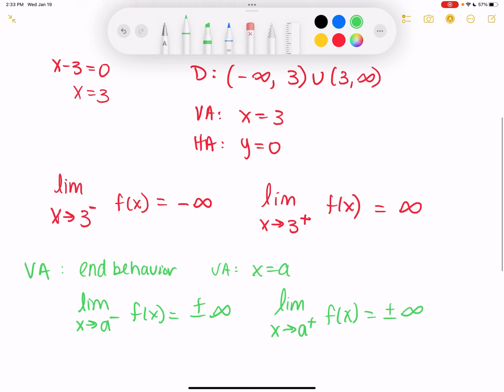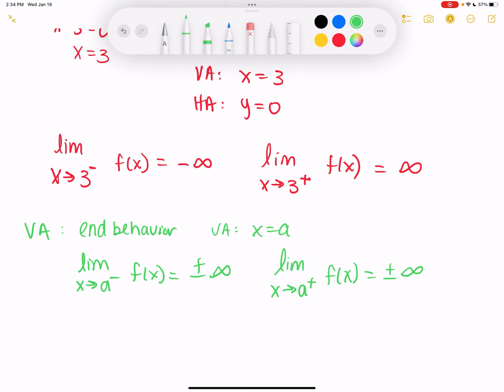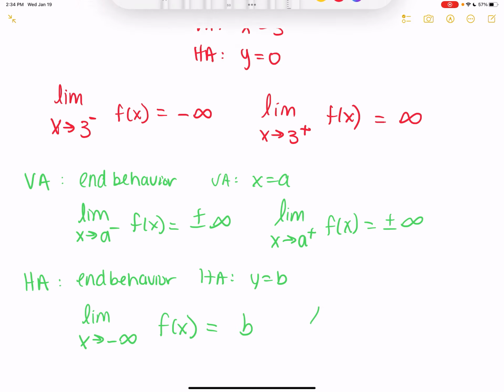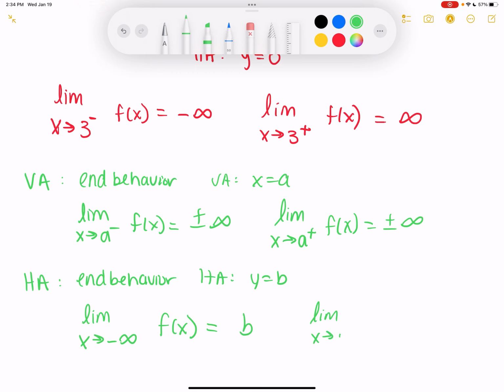If, on the flip side, I'm asking about end behavior, what's happening at infinity or negative infinity, we're looking at the horizontal asymptotes for end behavior, and those occur at y is equal to b, wherever that is. Then what happens is we have the limit as x approaches negative infinity of f of x, and that's going to be equal to b. And then we have the limit as x approaches infinity of f of x, and that's also going to be equal to b.